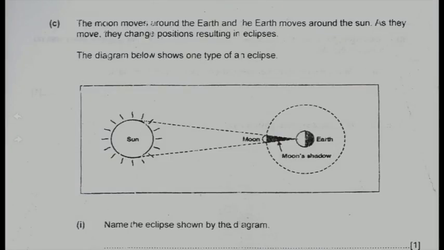Let us read the question, which is question C. The moon moves around the earth. Yes, it moves around the earth, causing a month. And while it is still moving around the earth, it changes its shape. That is why we have the phases of the moon.